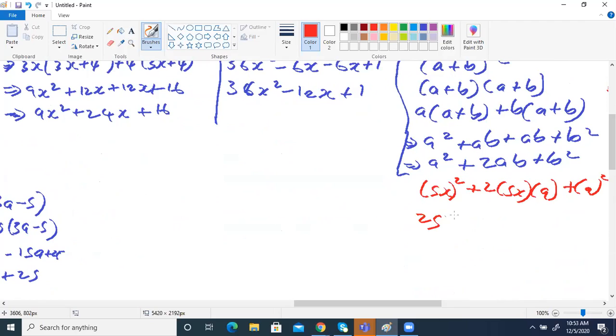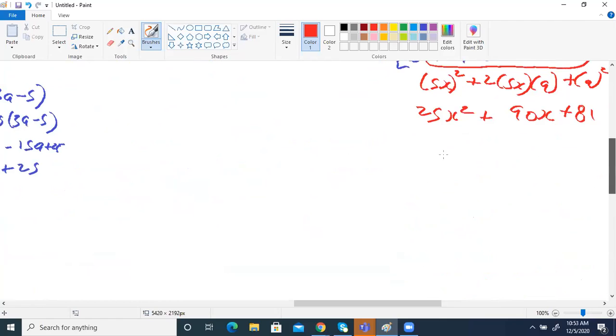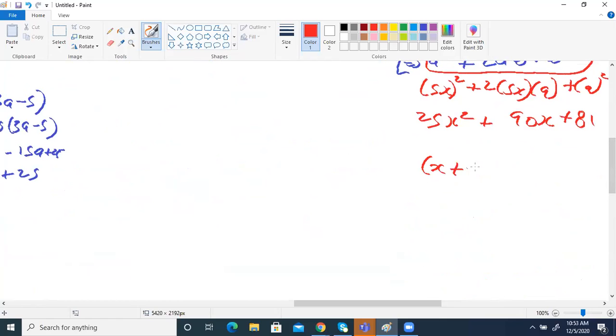All of this is happening mentally, so it becomes 25x squared plus 90x plus 81. That's the general expression, and if you know that, you can look at anything and expand it out. For example, (x plus 5) squared: x squared, then 2 times x times 5 is 10x, and then I square the last term, which is 25. I know the answer, just like that.